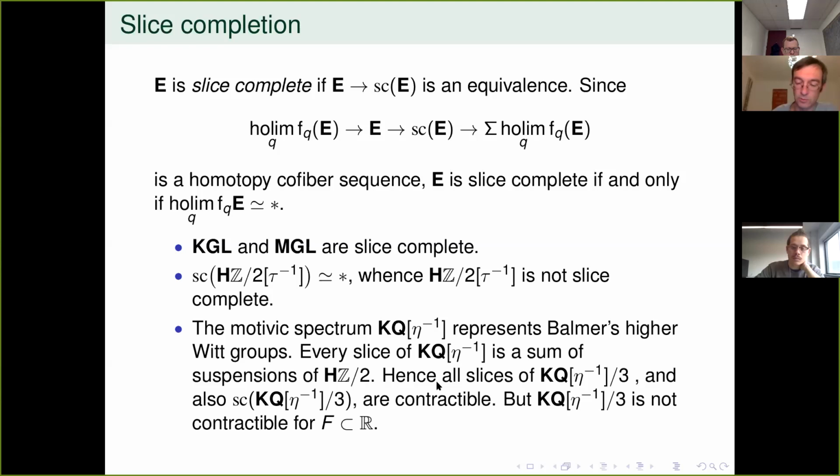So if, for example, you pass to mod 3 coefficients for Balmer's higher Witt theory, all the slices become contractible, and then also the slice completion is contractible. But of course you have lots of fields where you see an interesting contribution in the Witt group.